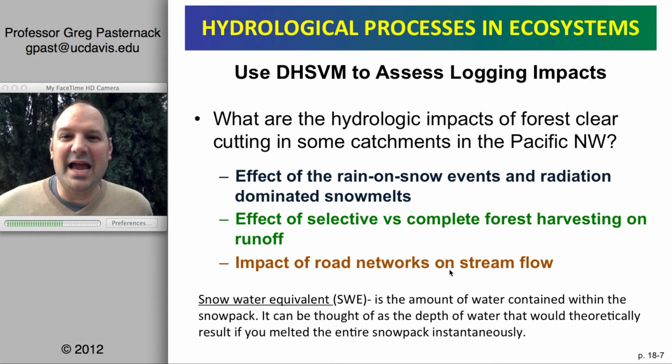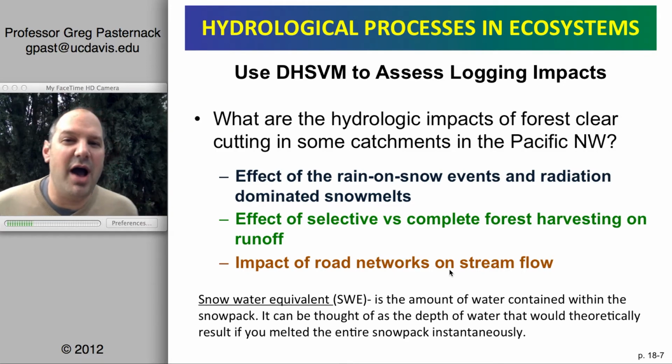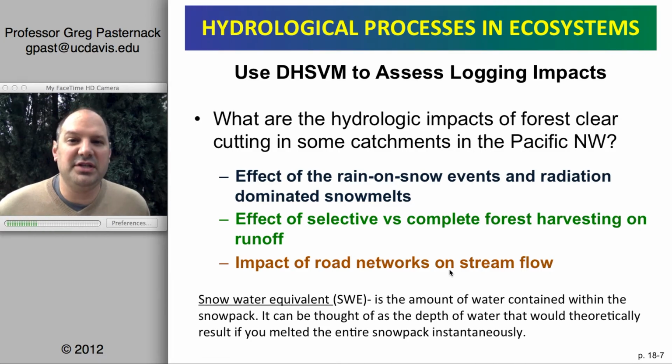So let's look at a scientific question using this model. What are the hydrological impacts of forest clear cutting? I mean, that's obviously one of the big things that we've been looking at all quarter. But now we can go into much greater detail eco-hydrologically. So we're going to look at rain on snow events and radiation-dominated snowmelt, so 2 different events. We're going to look at it in a lot of detail in terms of spatial complexity. We're also going to look at the effects of selective versus complete forest harvesting on runoff. And then finally, we'll look at the impact of road networks on stream flow.